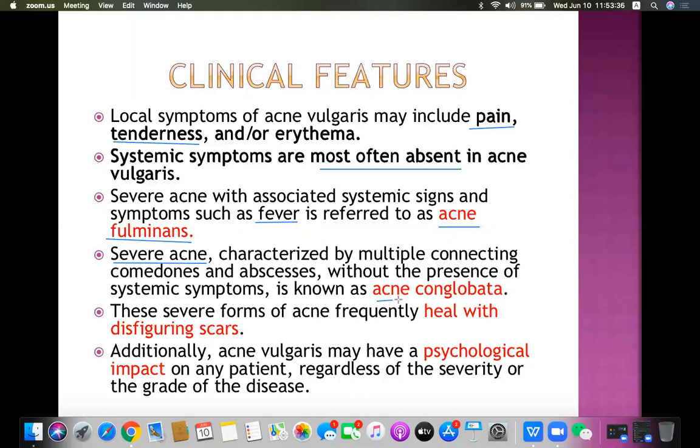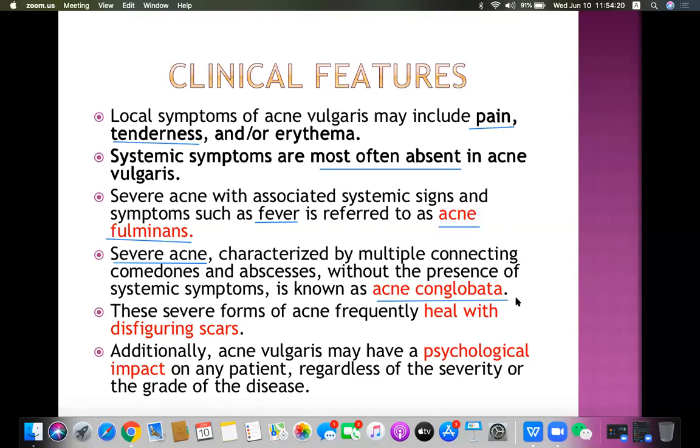is called acne conglobata. Acne conglobata means multiple acne lesions are combined together. They are fusing with each other, and it is leading to a large lesion in a particular area of our body. That is, of course, the face, upper part of the back, and upper part of the chest. But this acne conglobata doesn't have systemic symptoms. It just has very severe local features, meaning bigger lesions. In comparison to acne fulminans, there is no fever in acne conglobata.